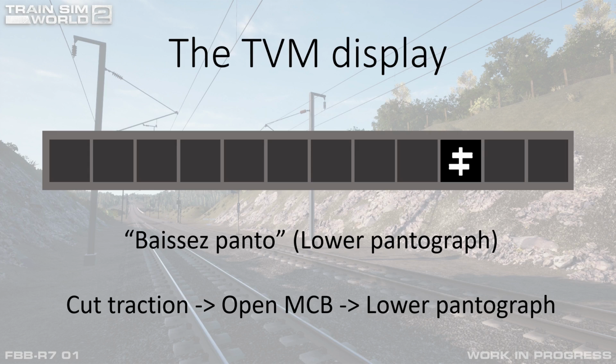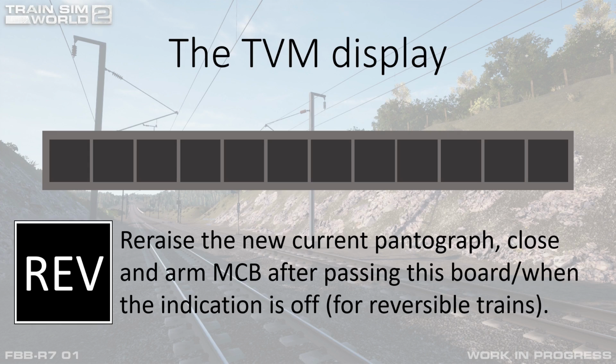Cut the traction first, then open your MCB, your main circuit breaker, then lower your pantograph. Imagining that we're running under the 25 kV currents and that the next one is the 1.5, you would be able to re-raise the 1.5 pantograph and close and rearm the MCB after passing this board, the rev board, and when the indication is off, and that is only for reversible trains, so it applies to the TGV. If you were running a locomotive, you could do that earlier, but this is beyond the scope of this video.